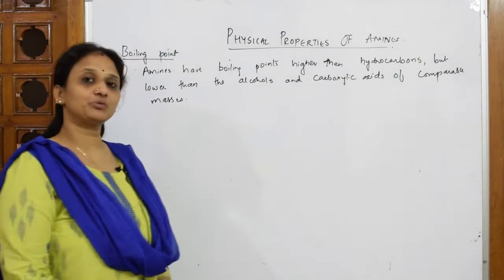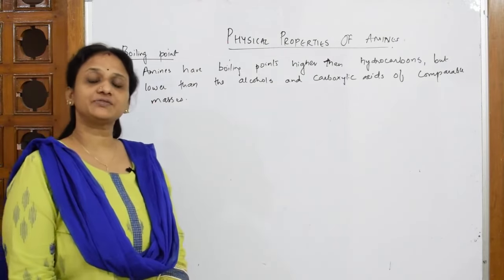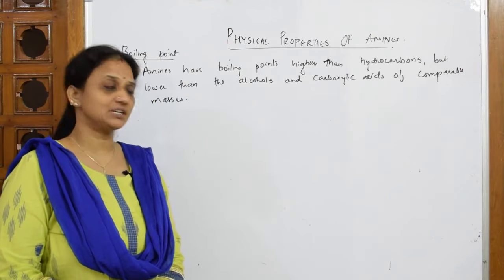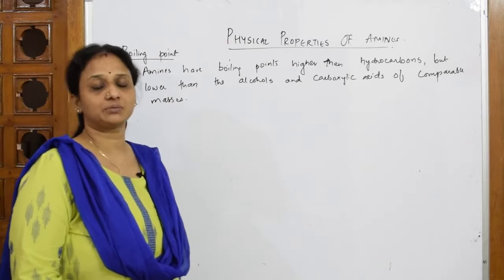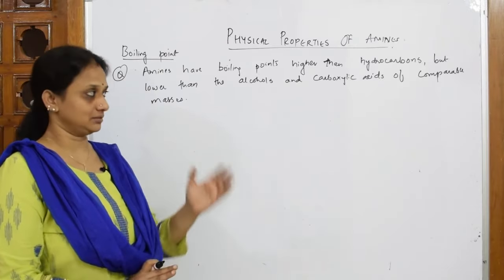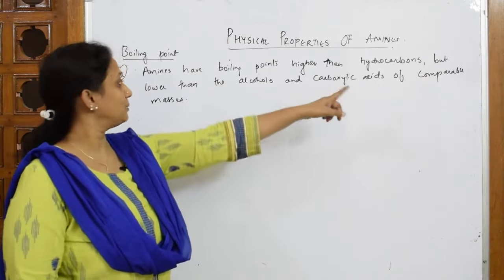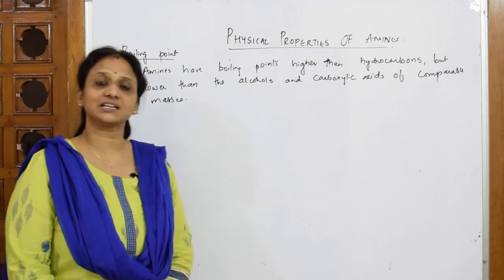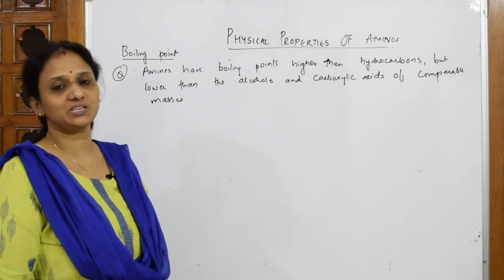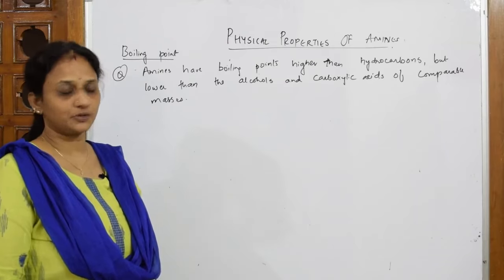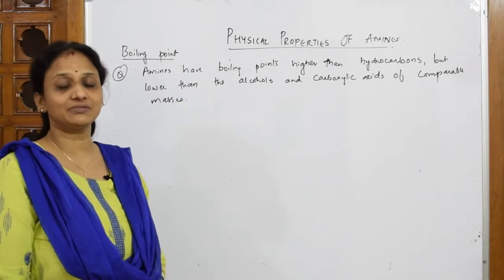So let us come back and see one more concept, which is again related to your physical properties, that is your boiling point. Earlier we have seen a question based on solubility. Now this is boiling point. They've asked: amines have boiling point higher than hydrocarbons, but lower than alcohols and carboxylic acids of comparable masses. Whenever they ask you about solubility, try to speak in terms of hydrogen bonding. Whenever they ask you in terms of boiling point, also speak in terms of hydrogen bonding. That is an easier way of answering.